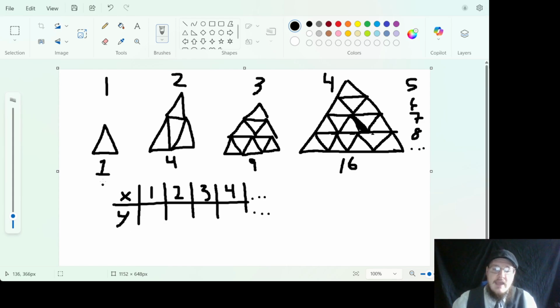Now, y is going to be how many triangles is a part of the whole shape, okay? So in term 1, we have 1 triangle. In term 2, we have 4 triangles. Term 3, we have 9. Term 4, we have 16, okay? Now, this is where things start to expand a little bit outwards in terms of what knowledge you currently have.